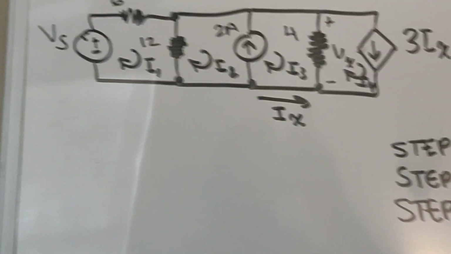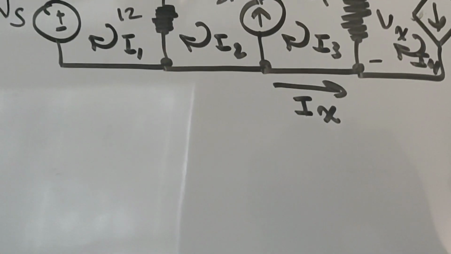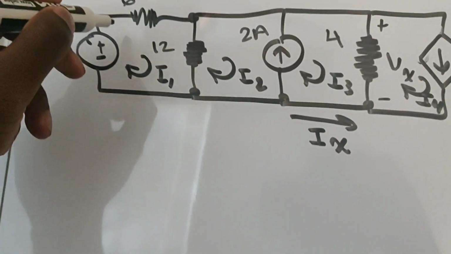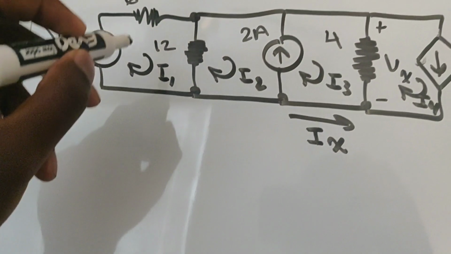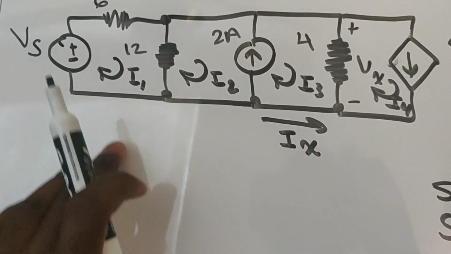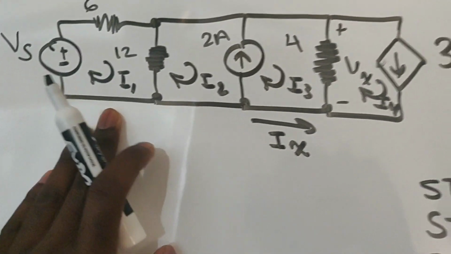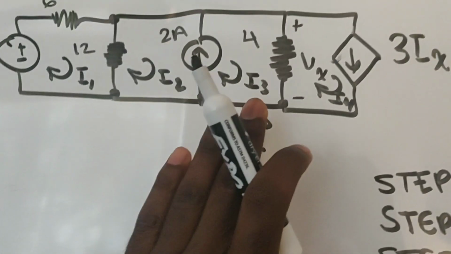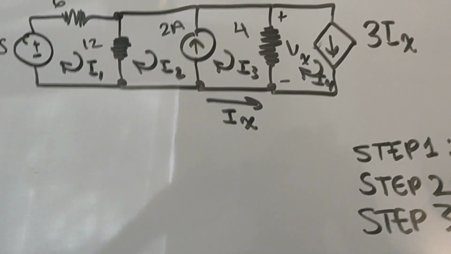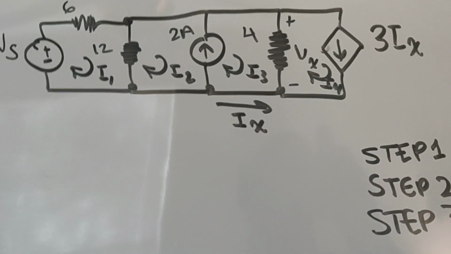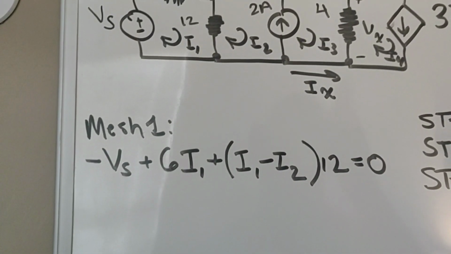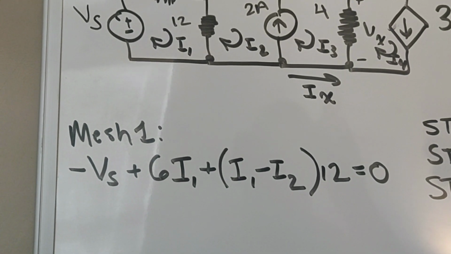So here it is. I drew my meshes, and I have my meshes going from left to right, starting with this closed loop here. And that's what a mesh is. A mesh is a closed loop in a circuit. My first mesh is here, which is I1, then the second mesh, third mesh, fourth mesh, and let's go ahead and write these equations.